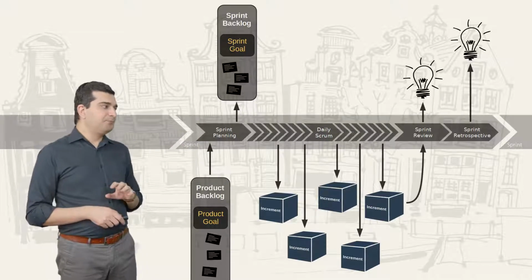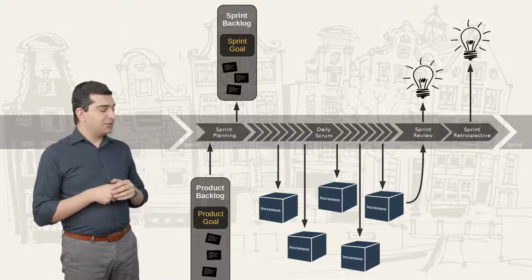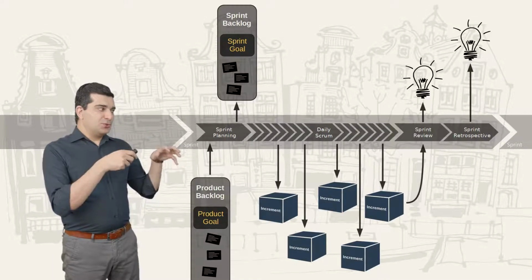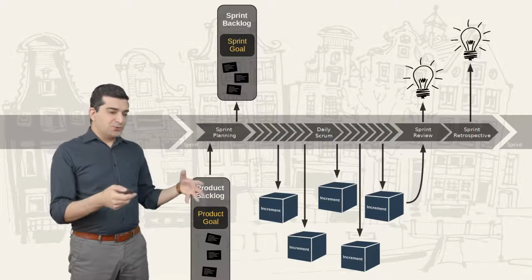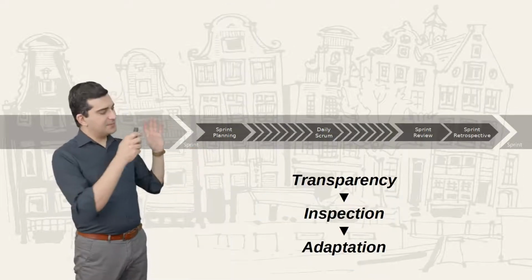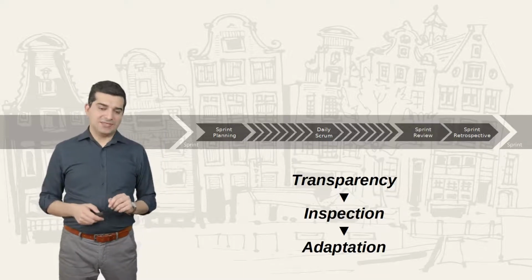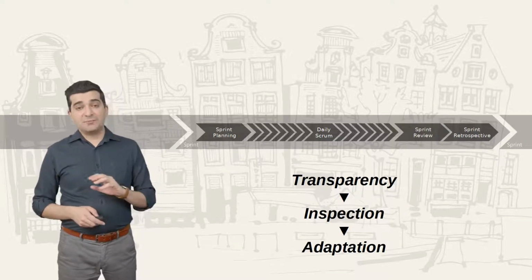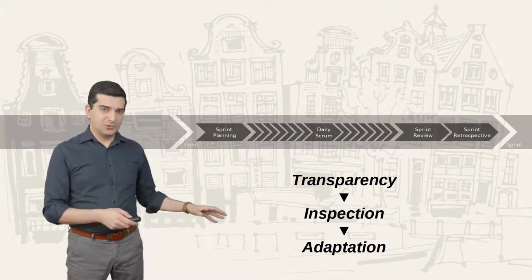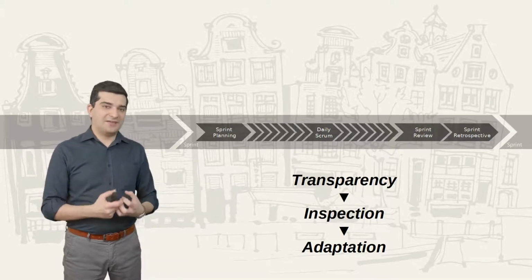But for now, the other thing that I can mention is that all these events are created to improve or enhance or maximize or optimize transparency, inspection, and adaptation. Now, if you ask me, the main goal here is adaptation. That's the ultimate goal. That's the core of Agile.